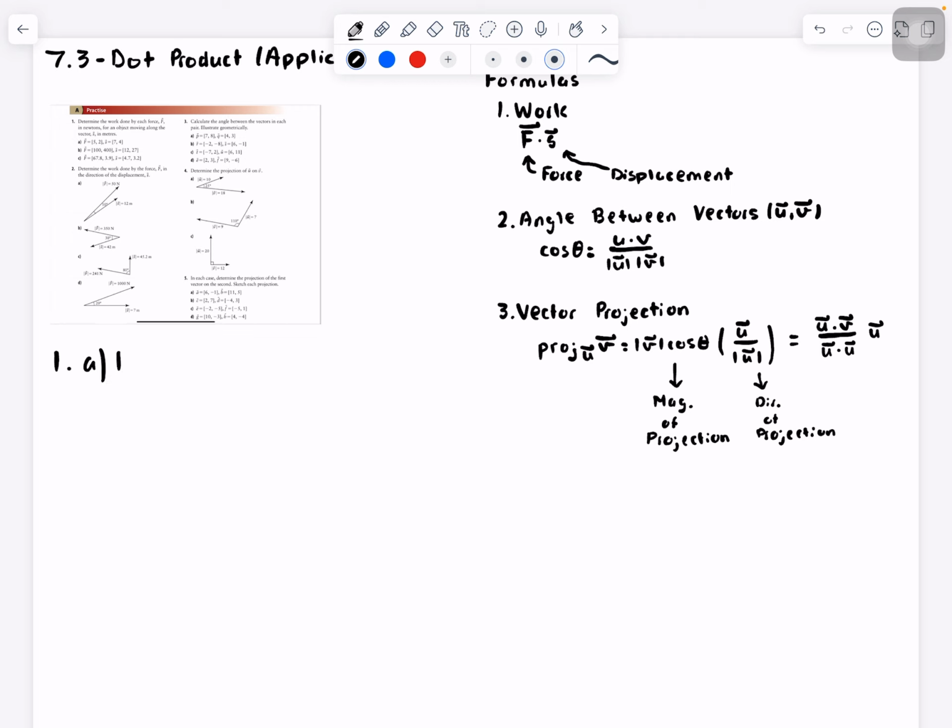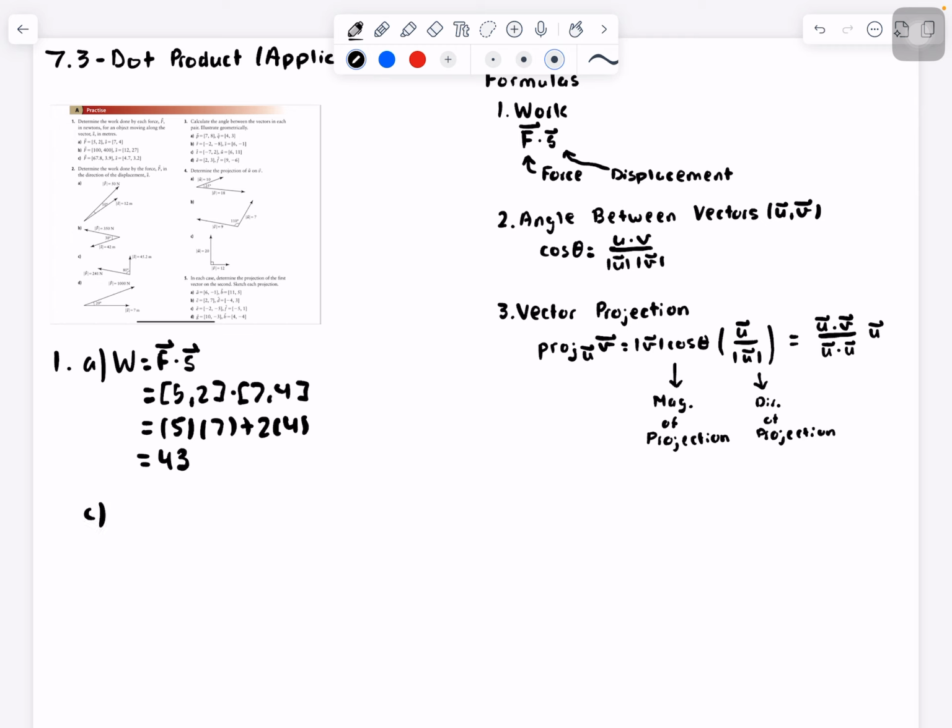1a, so let's do F dot S. I guess I should call it work. That's 74, which is just 5 times 7 plus 2 times 4. And we get 43. Okay, and C.